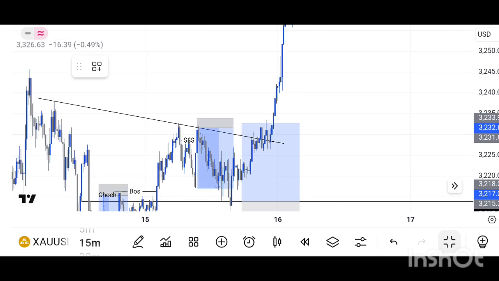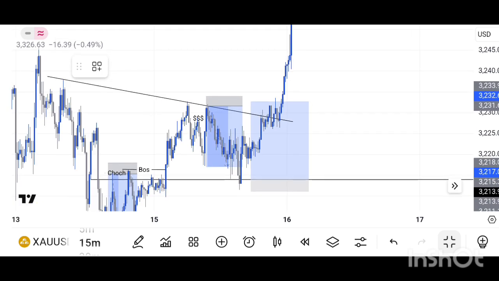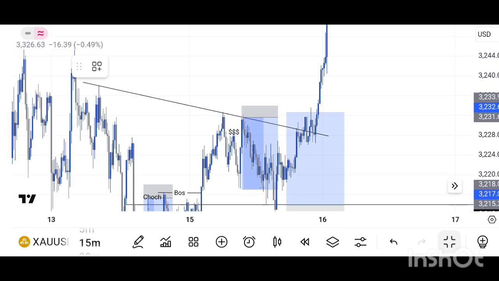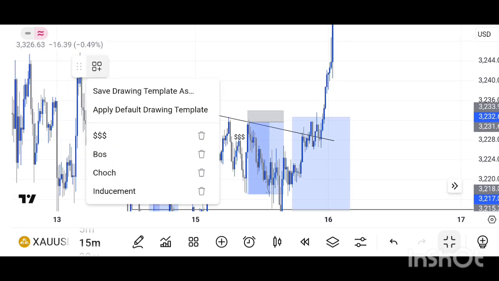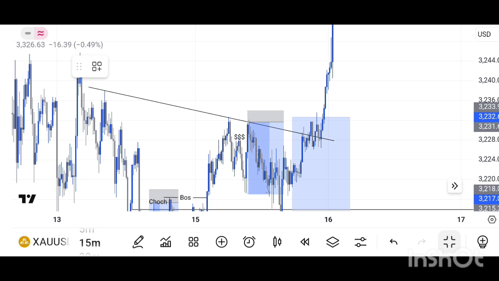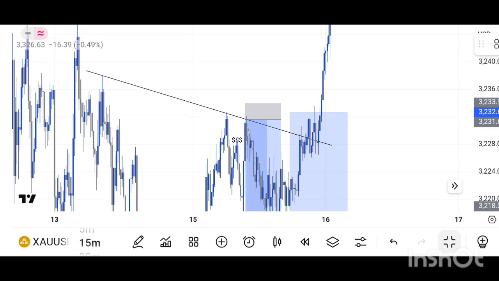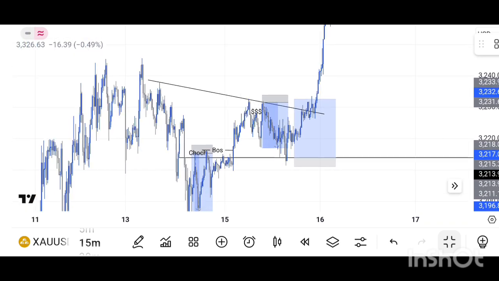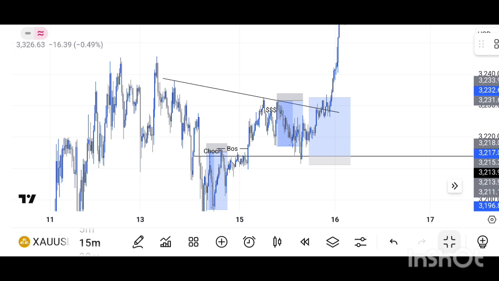Alright guys, so let us look at this trend line trade I took, I think last week on gold, and let us break it down. Okay, first of all, why do you want to sell gold? You can see I've already marked out some things on my chart, and we are going to get to that.